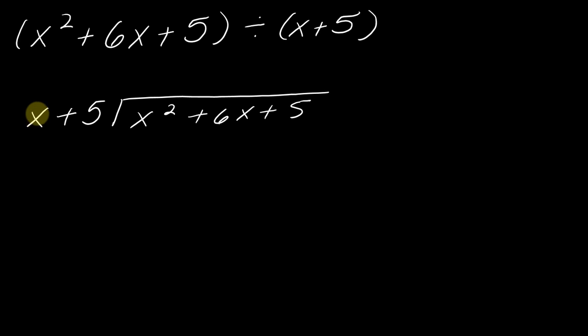So using the same logic from before, what do I need to multiply x by to get to x squared? In this case, it would be x. X times x gives you x squared. So now, just like we would have in long division, I'm going to take x times all of this. Remember, the 5 is just coming along for the ride. So x times x is x squared. 5 times x is 5x. Now, remember, with long division, what did we do after we did that multiplication?